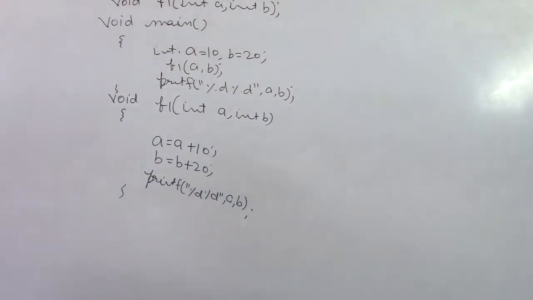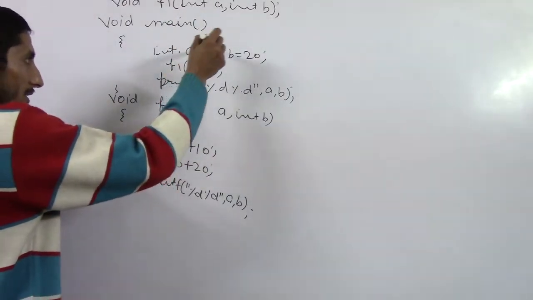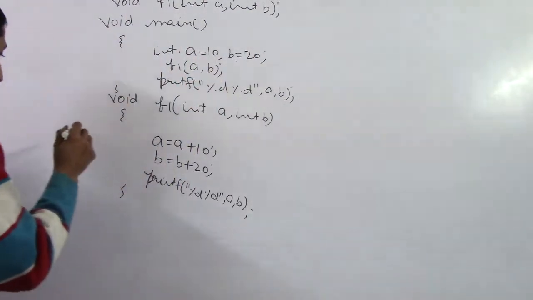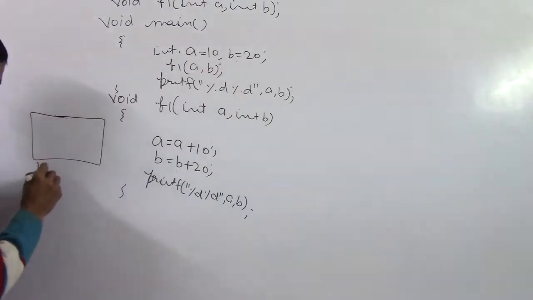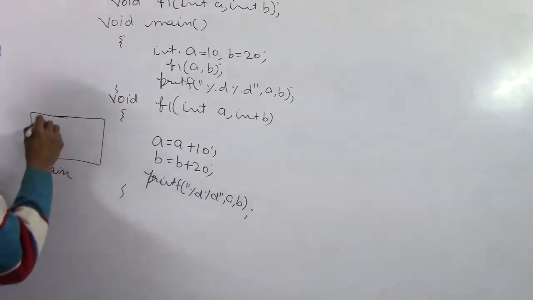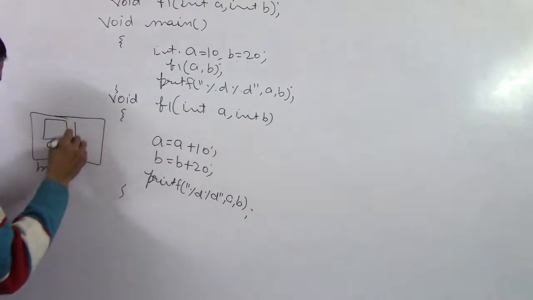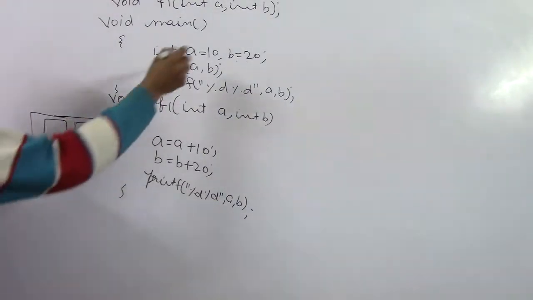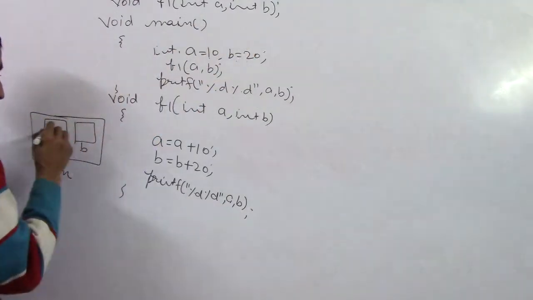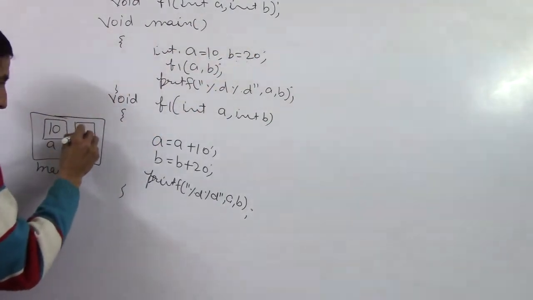Okay, so let me start from the main. What is going to happen? First of all, the value of a was 10, the value of b was 20. So the compiler has allocated a block named main, and in main I have a variable a and a variable b, and the value of a is 10 and the value of b is 20.